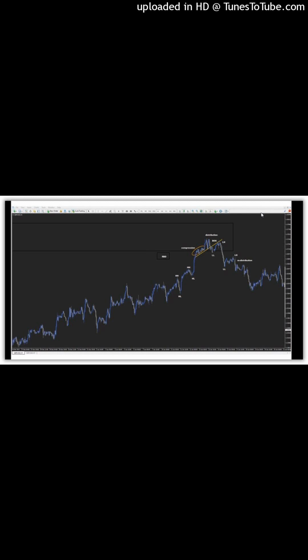Here also marked, because it was very clean, another distribution. Price came to the supply, creating the equal highs as a resistance with a beautiful and clean liquidity grab, a big powerful move to the upside, and then was the break of structure. And the next range after distribution is called redistribution.